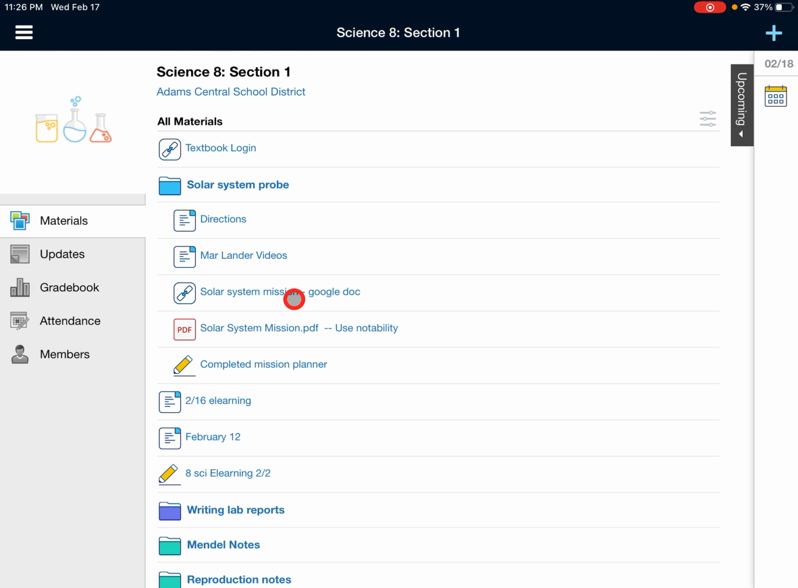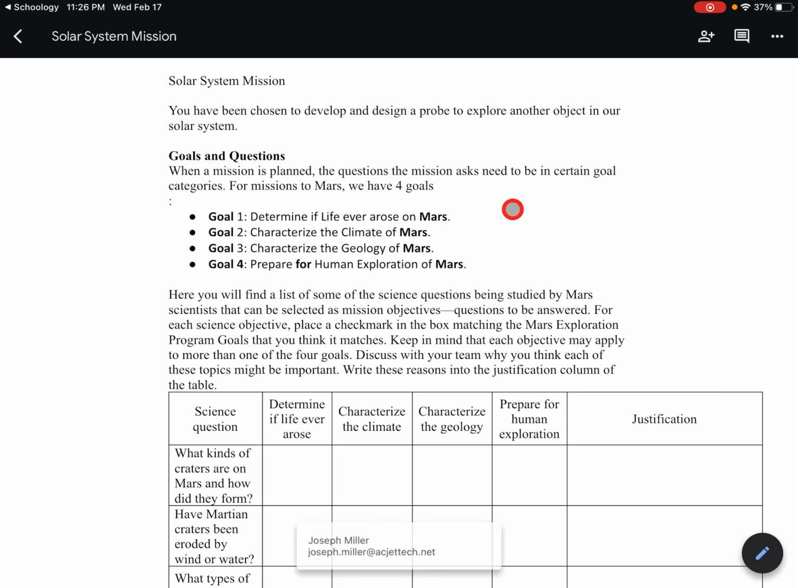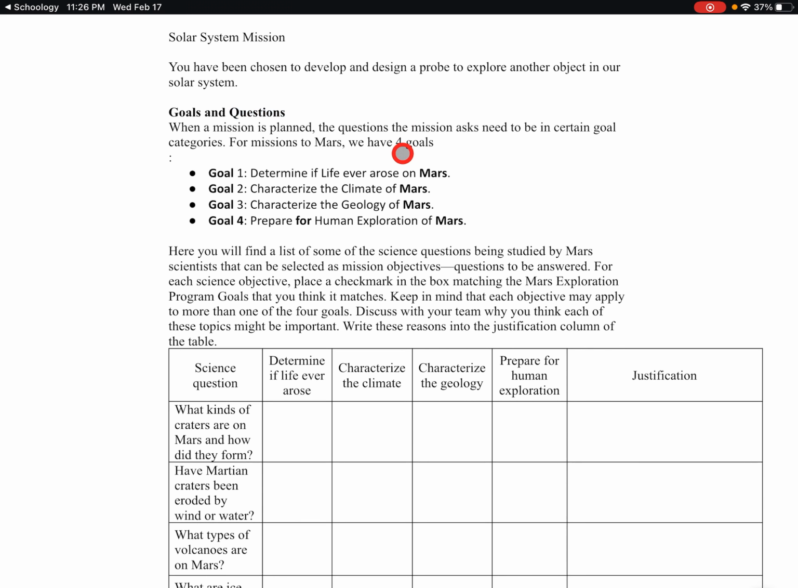All right, so I'm going to do it in a Google Doc here. And here's my Google Doc. This basically goes through some background. I give you some background information. Whenever a mission is planned, there are some goals and some questions that we try to answer.